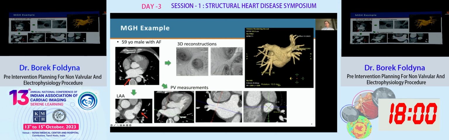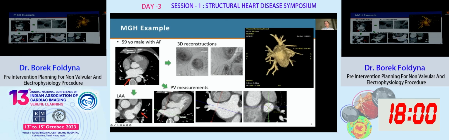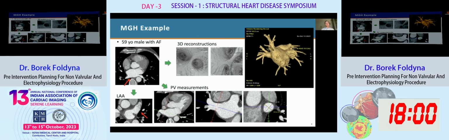Then we do the pulmonary vein measurements. Here is an example of the right upper pulmonary vein. This is this one here. We angle in our multiplanar reconstruction the vein perpendicularly and provide the maximum and minimum diameters. We also provide 3D reconstructions that can be imported into the CARTO or arrhythmia software or in the workstation itself and used for navigation during the procedure.